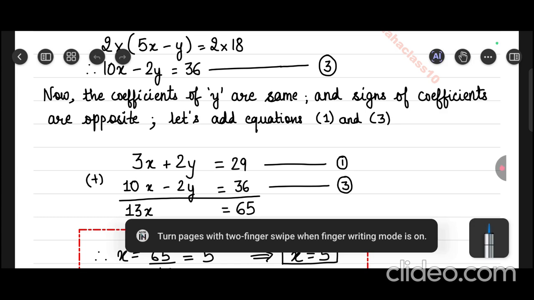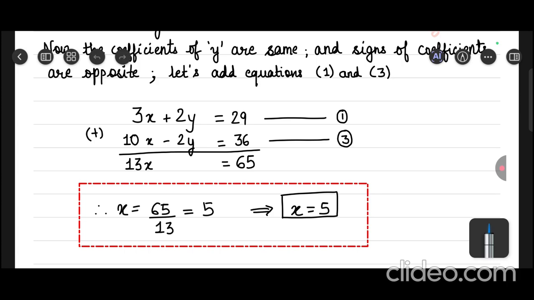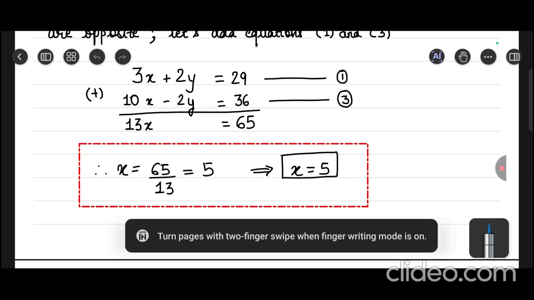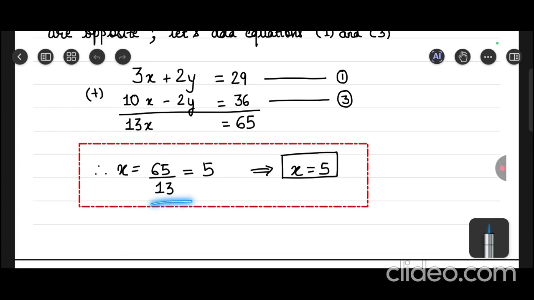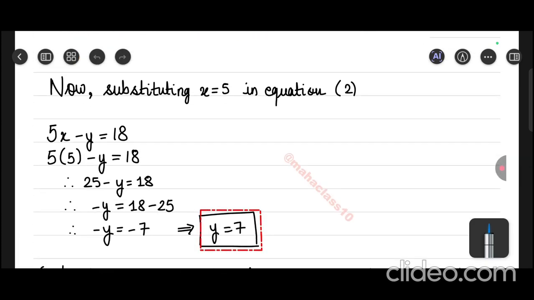Now look at this. Coefficients of y are same, 2 and 2, and signs of coefficients are opposite, so plus and minus. So as per our method, we will add these equations 1 and 3 to eliminate the variable y. After adding them, we get x equals 65 upon 13, that is x equals 5. Now, we got the value of x.